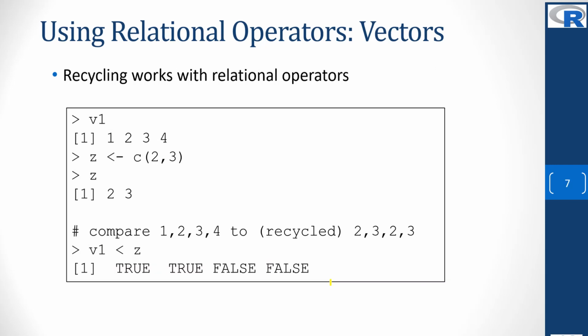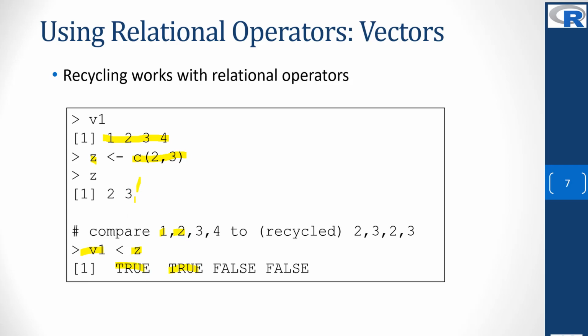We talked about recycling in the last module, and it works with relational comparisons as well. We've got a vector v1 from our last slide, same values here, 1, 2, 3, 4. We're creating a new vector z and assigning this vector with 2 elements to it, 2 and 3. And so now we've got this 4-element vector, and we want to compare it to the 2-element vector. Because of recycling, we're going to compare the first 2 elements, and we're doing v1 less than z. So we do element by element. 1 is less than 2, and 2 is less than 3, so that's true for both of those.